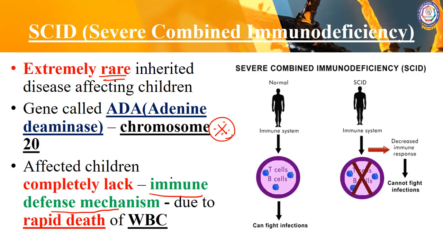Which leads to rapid death of WBC. You can see here the normal immune system and the SCID immune system. The normal immune system can fight infection with T cells and B cells. Here the T cells and B cells are reduced and cannot fight the infection. Why are we naming them T cells and B cells? Because T cells get immunocompetence in the thymus, whereas B cells get it in the bone marrow itself. These two are all lymphocytes: T lymphocytes and B lymphocytes.